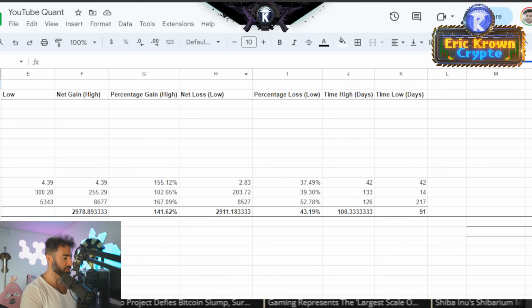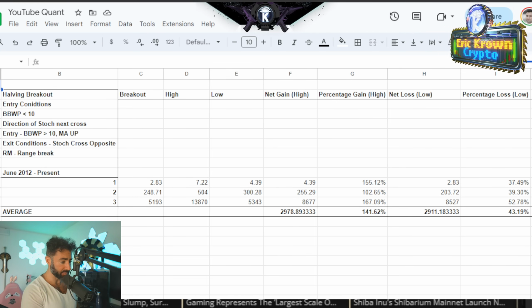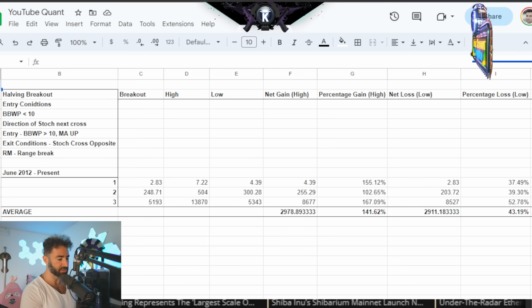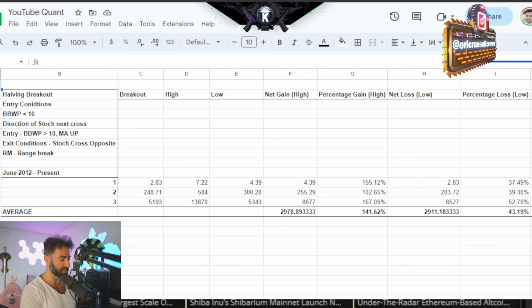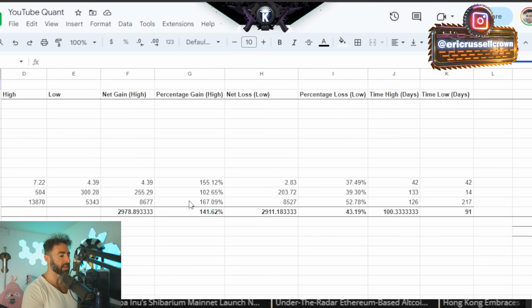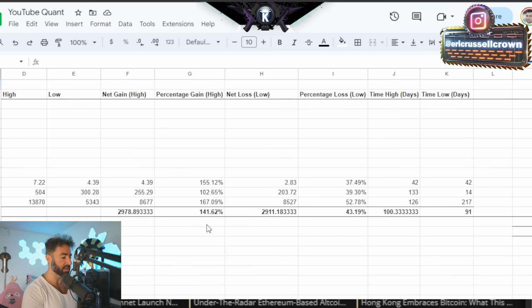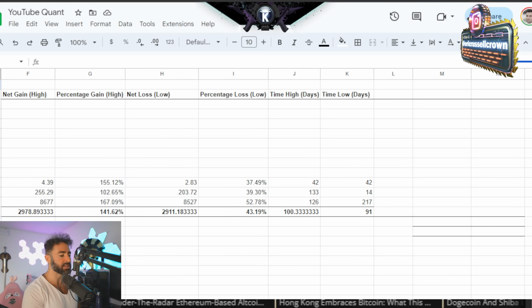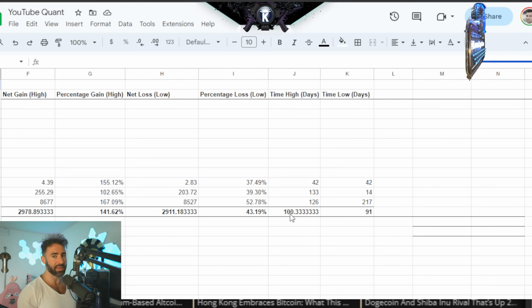I'll just bring you over here to the spreadsheet, and we can see that, over the past 3 iterations, which is not much, but it's the best we can do, the average gain was about 140%, or a little bit over that, to be fair. And it did take about 100 days on average for that next major high to be met.